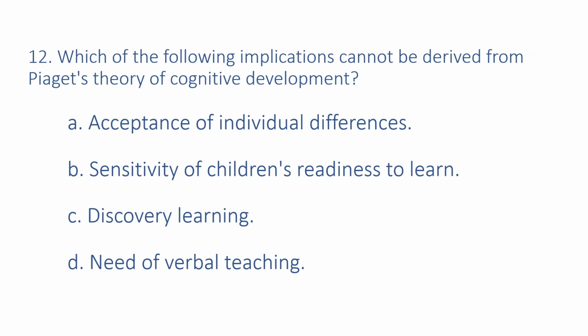The next question, which of the following implications cannot be derived from Piaget's theory of cognitive development? Acceptance of individual differences, sensitivity to children's readiness to learn, discovery learning, need of verbal teaching. The correct option is D, need of verbal teaching. Piaget's theory minimizes the role of passive verbal lecturing. Instead, it emphasizes self-discovery, developmental readiness, and accommodating individual learning speeds.